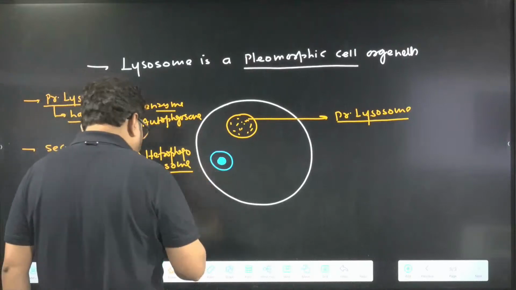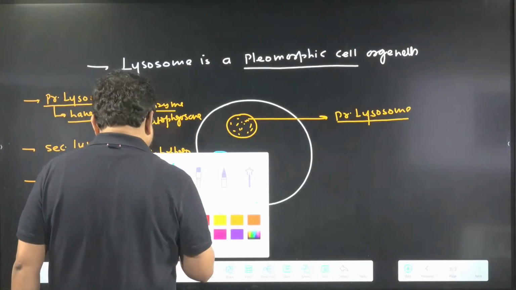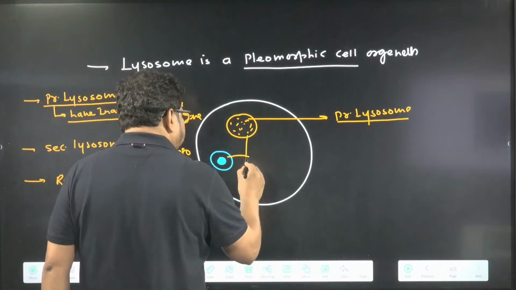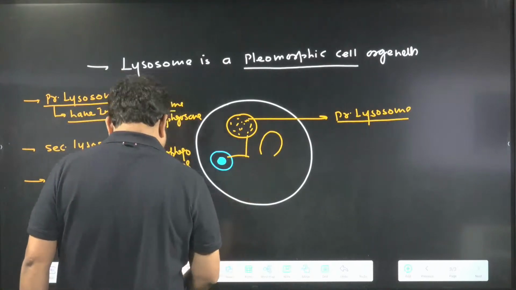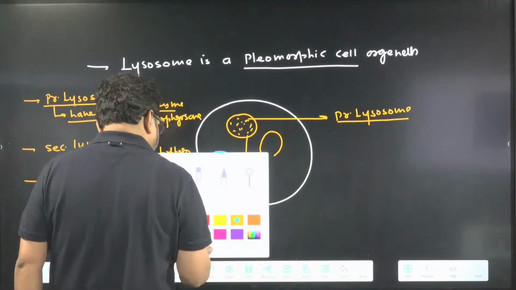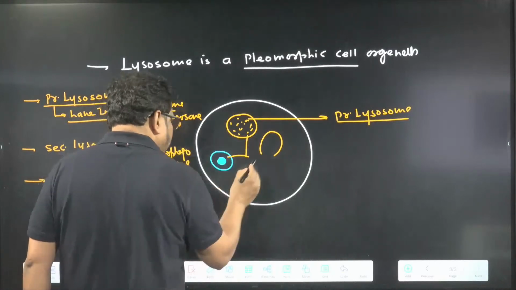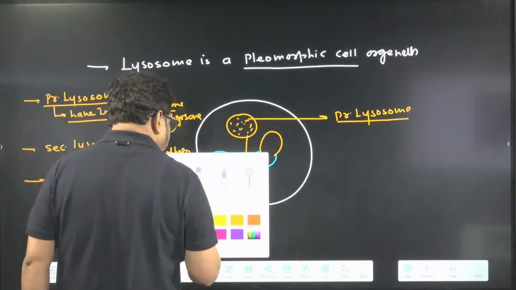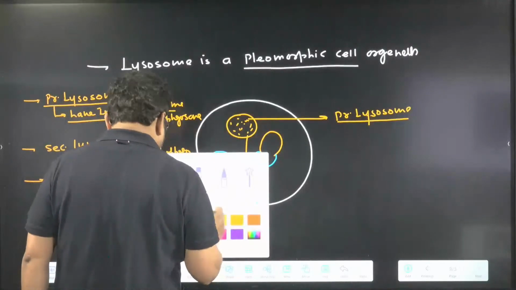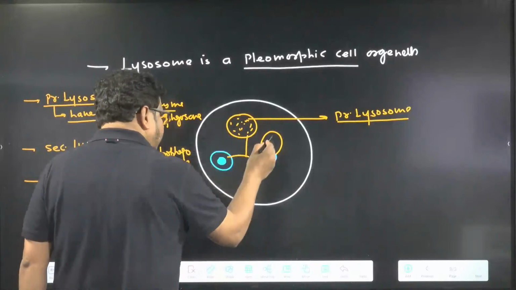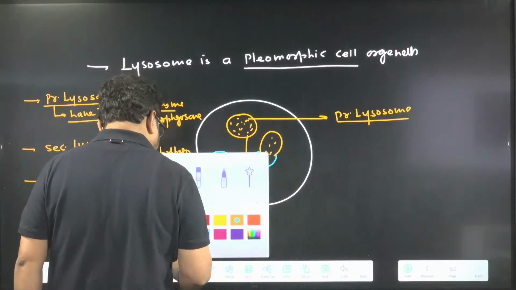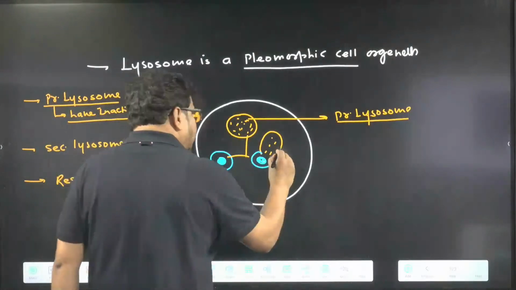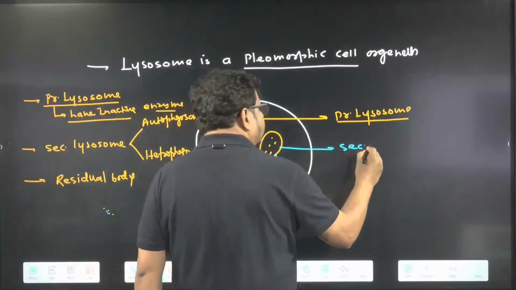Now how will this food digest? Let me tell you how this food will digest. For digestion of food, the primary lysosome and the food vacuole will fuse together. And after fusing, what happens? Lysosome enzymes are going to be released over the food. Do you agree or not? So the structure formed here is called secondary lysosome.